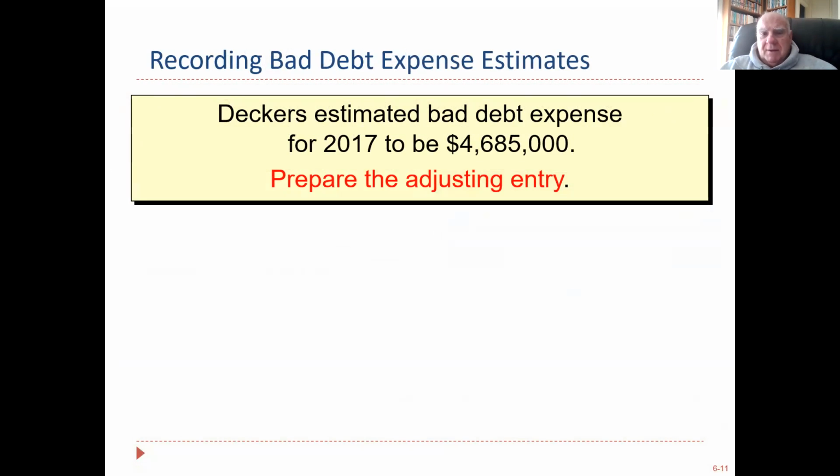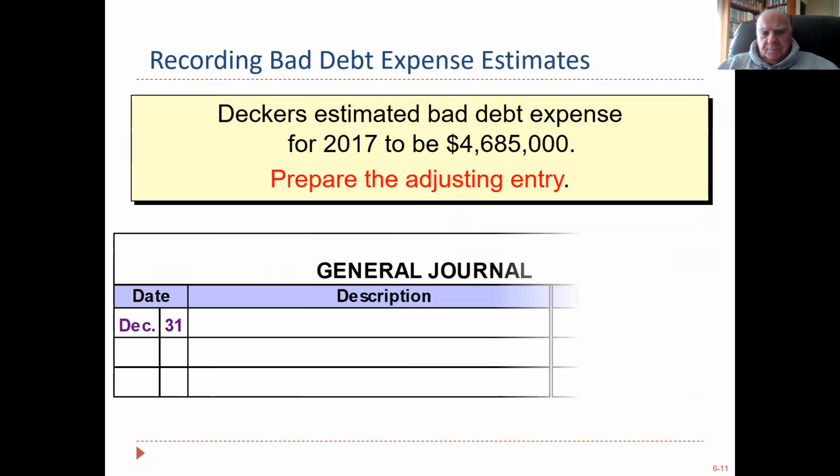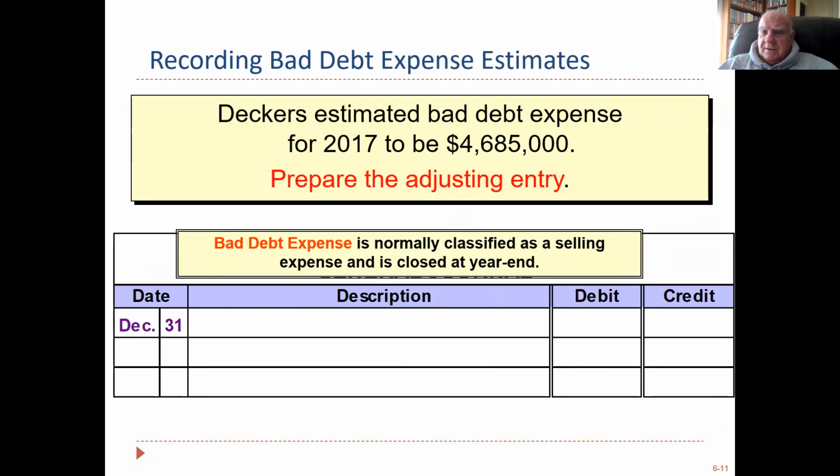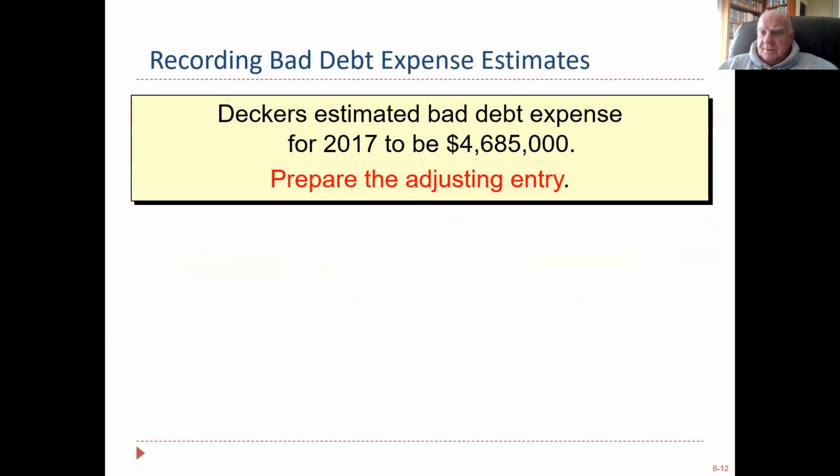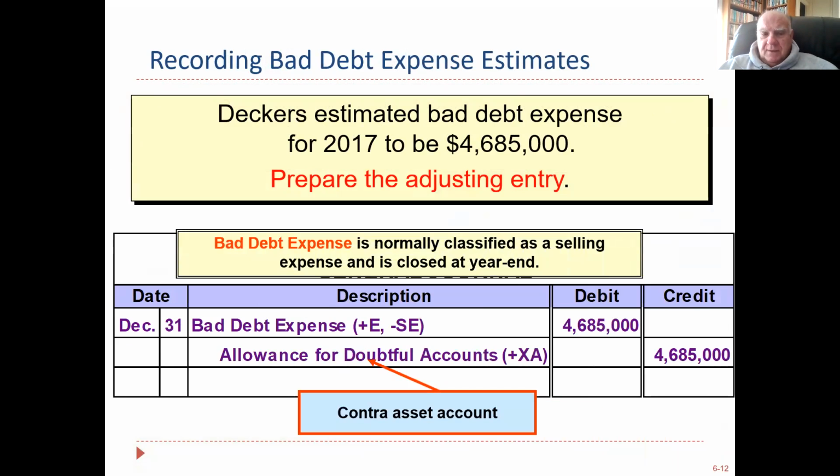Deckers estimates they have a bad debt of $4,685,000. Okay, they gave us the number. So our journal entry is going to be a debit to bad debt expense, a debit to bad debt expense, and take a look at the credit. It's a credit to an account called allowance for doubtful accounts. It is another contra account. It is a contra receivable account.